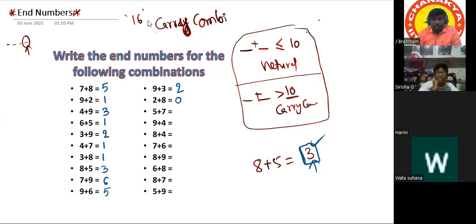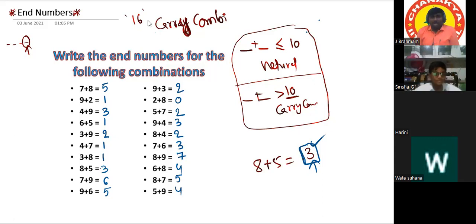5 plus 7, 2. 9 plus 4 is, no, actually 13. But I need only end number. That is 3. 8 plus 4, 2. 7 plus 6. Aisha, for this question, 7 plus 6 is 13, means 3. 8 plus 9, 7. Yeah. 6 plus 4. Sorry, 6 plus 8. 6 plus 8 is 4. Correct. 8 plus 7, 15, means 5. 5 plus 9 is 4.